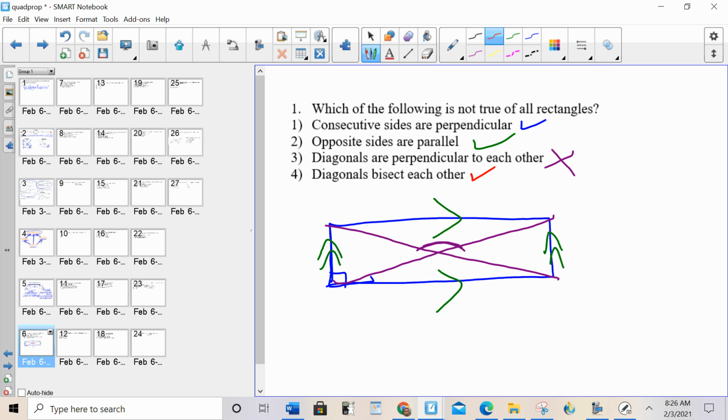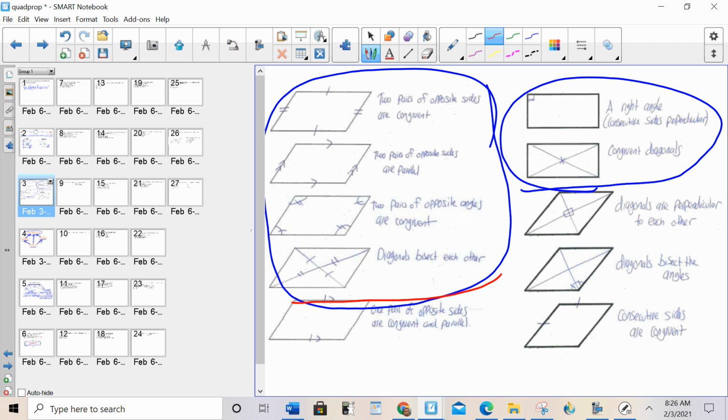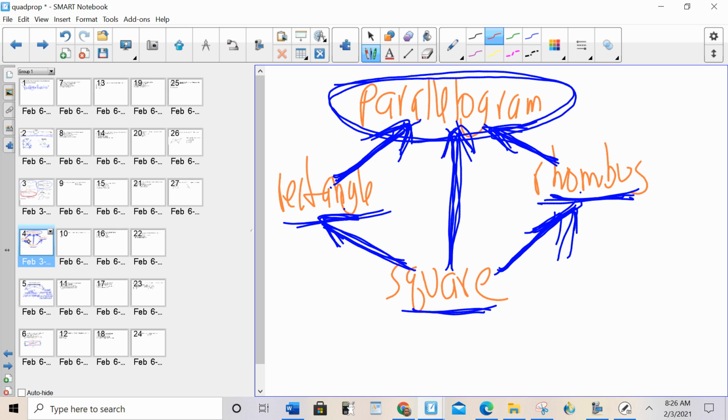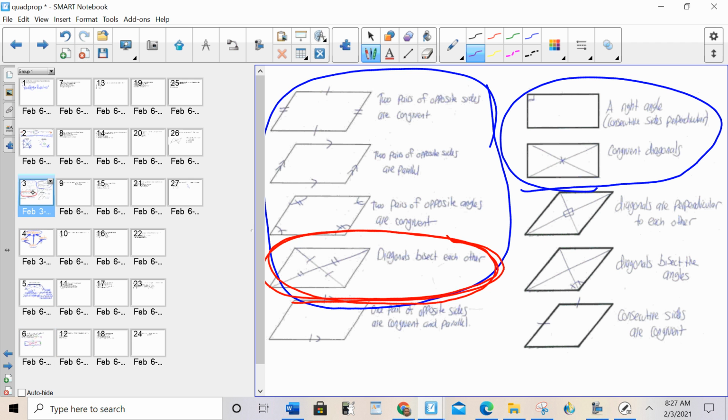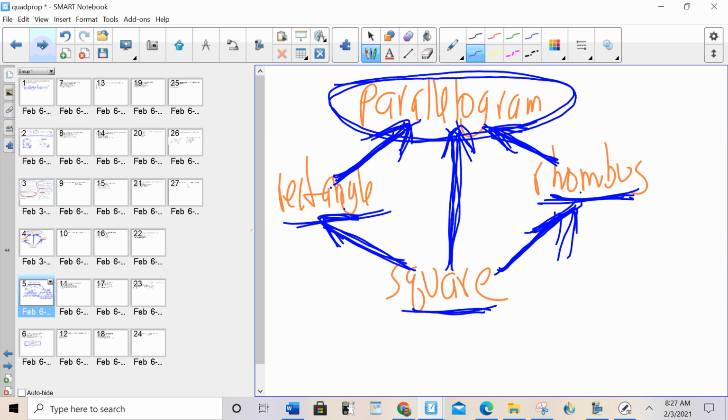Diagonals bisect each other. That one's a little hard to see, and it's one I want you to know because it is a little bit harder to see. For all of the shapes we're talking about, not the trapezoid, but the whole parallelogram family, diagonals bisect each other. So, which one is not true? Choice 3. Diagonals are not perpendicular to each other in the rectangle. Diagonals are perpendicular to each other in the rhombus and in the square. Again, the square has all the properties that you see on the page.